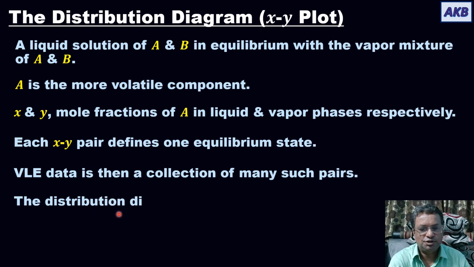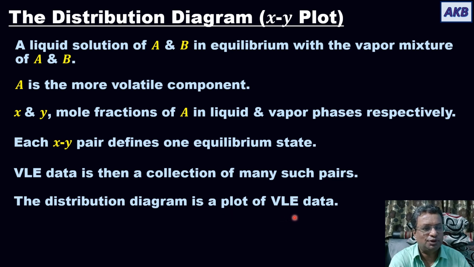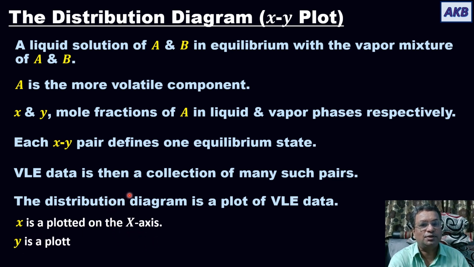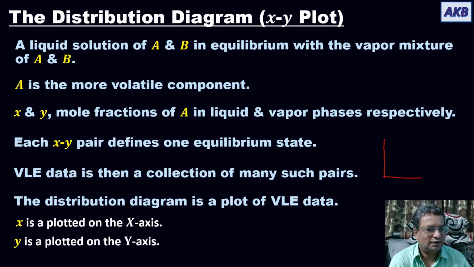Now the distribution diagram that we are talking about will be obtained by plotting the VLE data. How is this data plotted? X is plotted on the x-axis and Y is plotted on the y-axis. You already know this. I have discussed this in my earlier videos, so please visit my channel and see my earlier videos. So in this case, Y is plotted on the y-axis, and X is plotted on the x-axis.